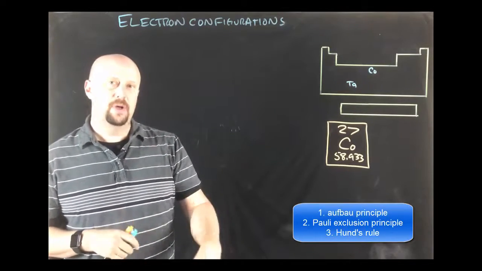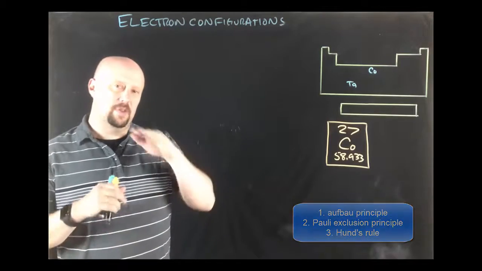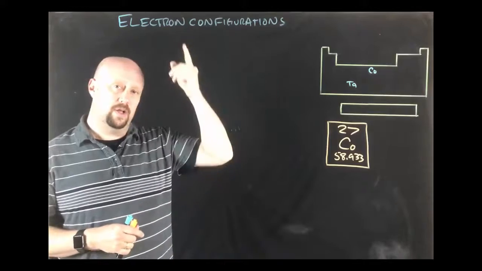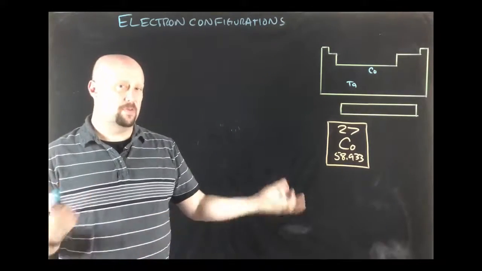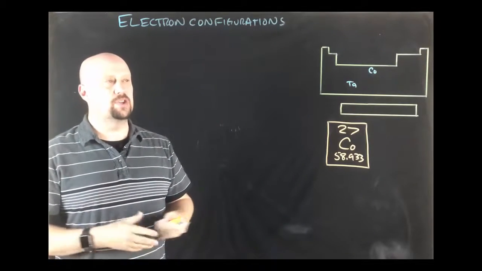Start at the bottom, no more than 2 per orbital or 2 per box. And then if the boxes are in the same line or the same energy level, then we're going to put 1 electron in each before we go back and put 2 in any. Everybody gets a piece before anybody gets seconds. Okay, so those are your 3 rules.